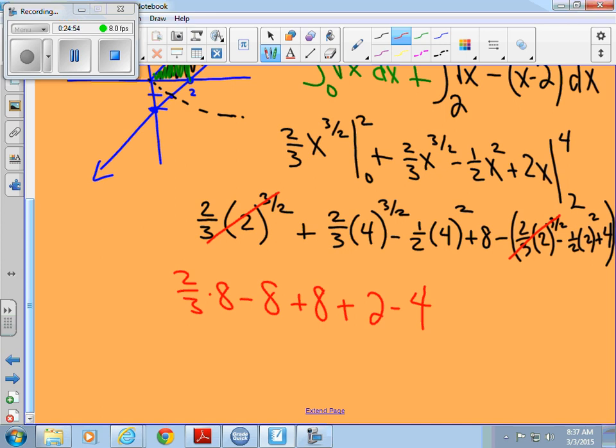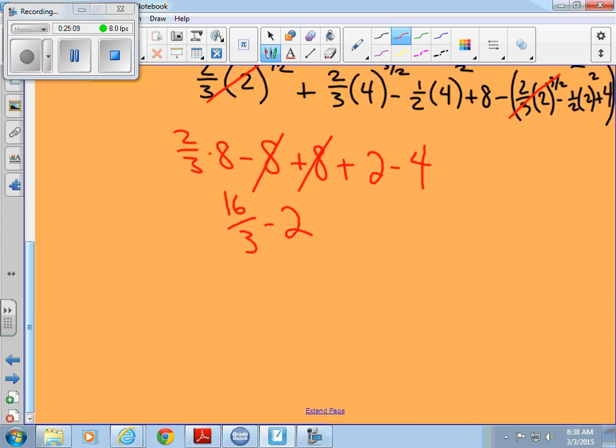I'm checking my math there. 8's cancel. And so I get 16 thirds minus 2, which is 10 thirds. Some yucky arithmetic there.